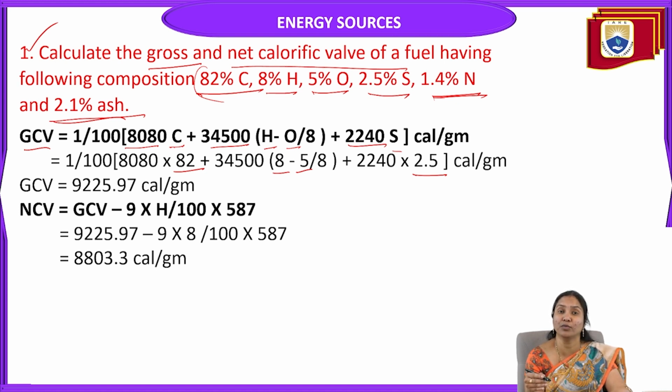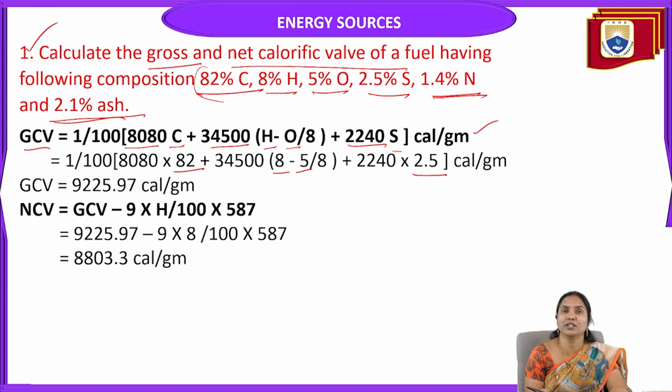That means it does not support the burning process. So that's why it is also undesirable. We cannot take this; it is negligible. Simply we say so. So we substitute only the carbon, hydrogen, oxygen and sulfur percentages given in this data. All these are substituted in the above formula.